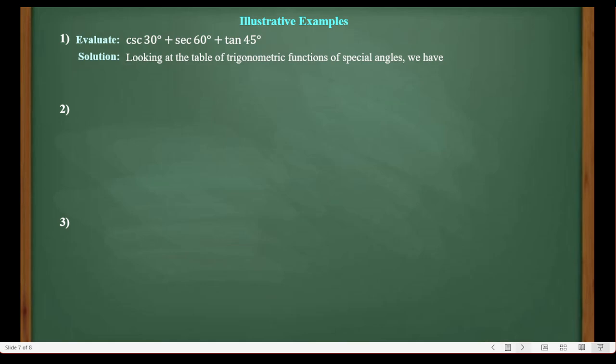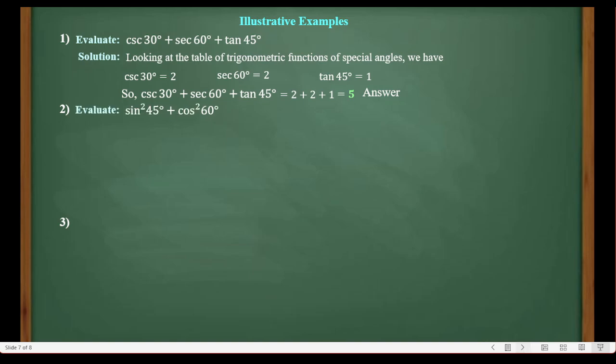So cosecant 30 degrees is 2, secant 60 degrees is 2, and tangent 45 degrees is 1. Okay, you replace the value for each term in this expression and then simplify. So that is 2 plus 2 plus 1 and the answer is 5. Okay. Next, number 2, about this one.